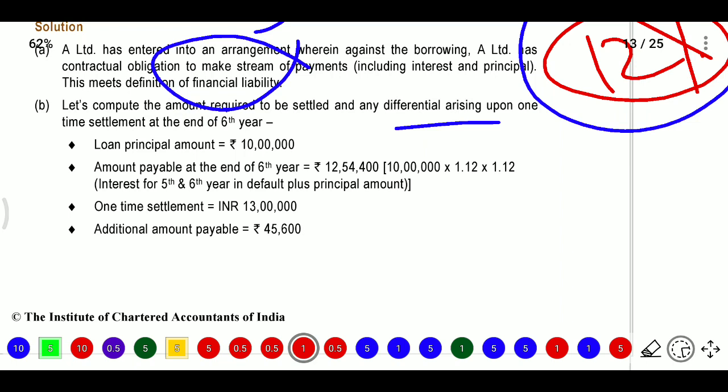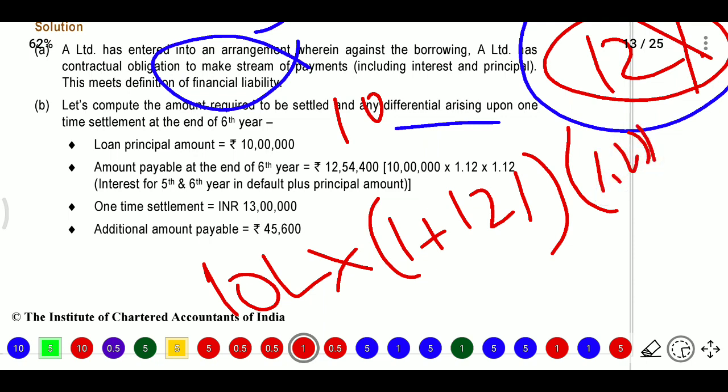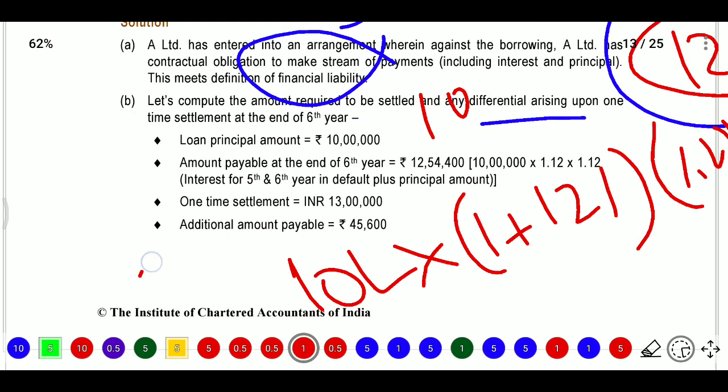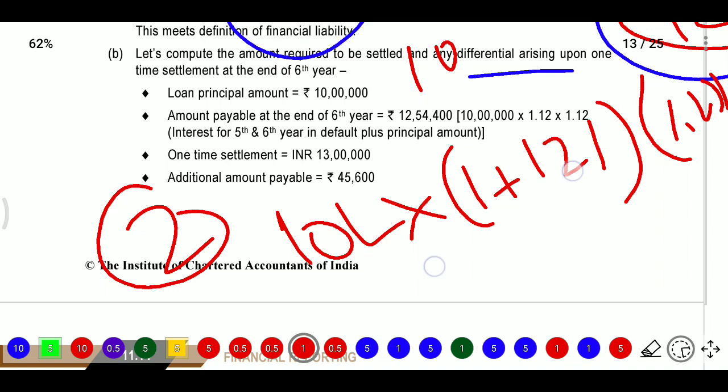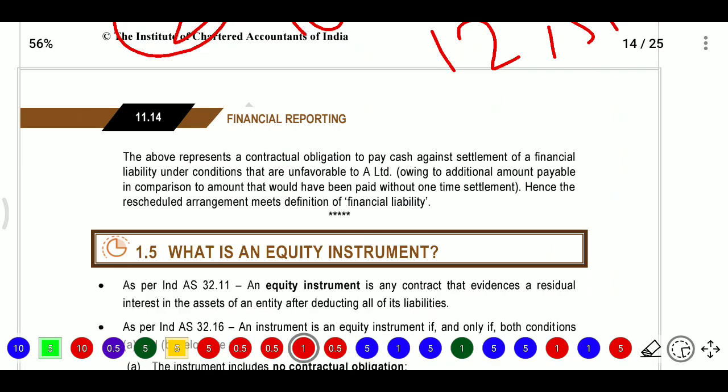So here the loan amount will be 10 lakhs firstly, and what is the amount payable at the end of the 6th year? Firstly 10 lakhs into 1 plus 12% rate, for 2 years, for the 5th year and 6th year end they are paying, which means 2 years interest will be calculated, and for that we get 12,54,400 actually if we pay normally. But they are getting one time settlement at 13 lakhs, so there is an additional amount payable of 45,600.